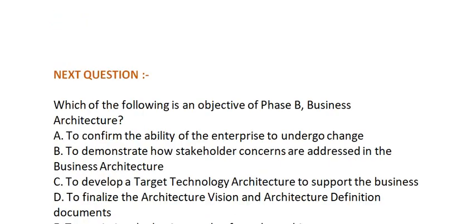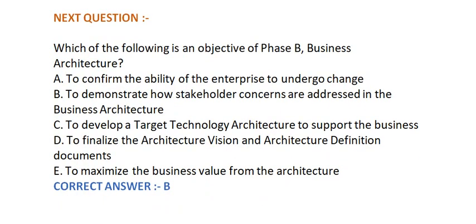Now moving to the next question. Which of the following is an objective of phase B, business architecture? Option A, to confirm the ability of the enterprise to undergo change. Option B, to demonstrate how stakeholder concerns are addressed in the business architecture. Option C, to develop a target technology architecture to support the business. Option D, to finalize the architecture vision and architecture definition documents. And option E, to maximize the business value from the architecture. And the correct answer is option B.